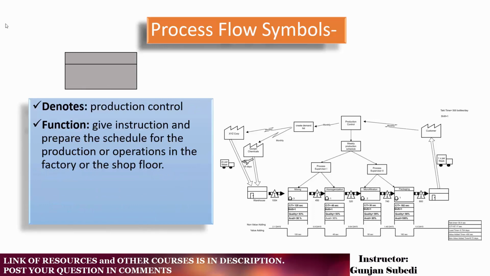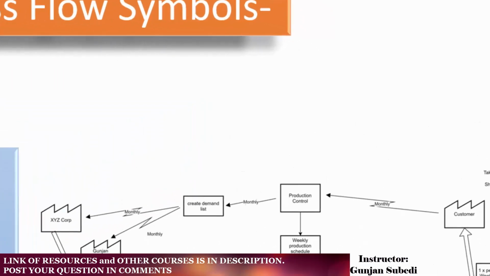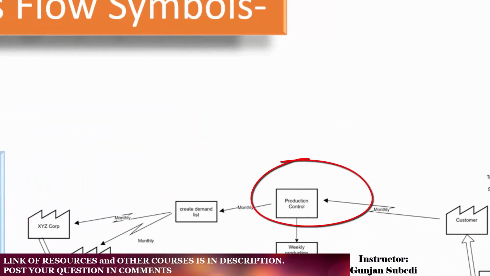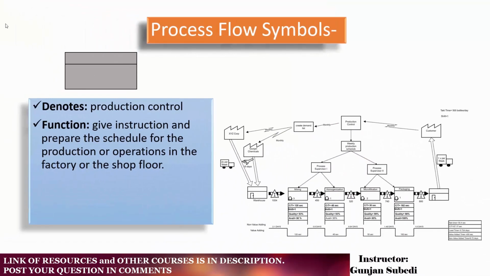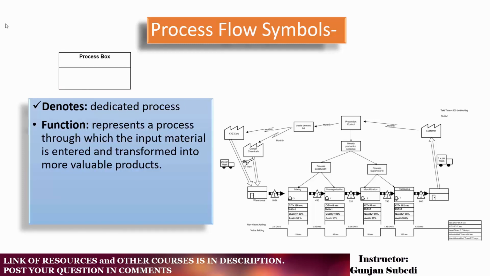Only having customer and supplier will not do any good, right? So we should have a symbol between customer and supplier. This symbol represents the production control. Its job is to give instruction and prepare the schedule for the production or operations in a factory or the shop floor. Next, this is the icon or symbol used for the dedicated process.